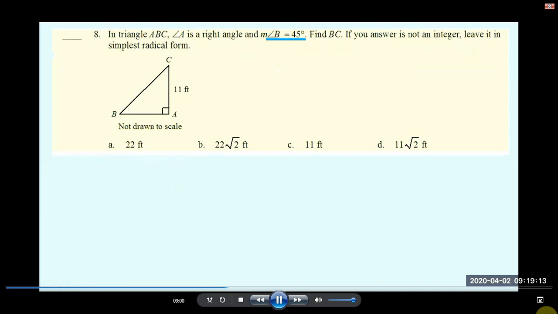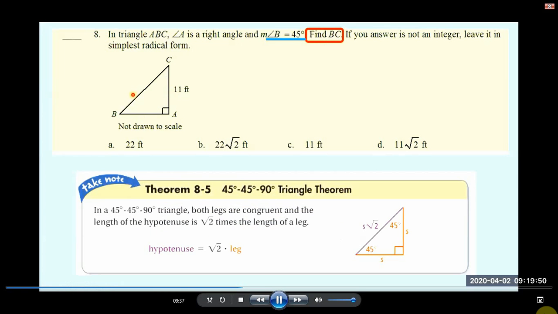We have a right triangle and we have angle B 45. Then angle C is 45, right? Yes. He said find BC, the hypotenuse. This side is 11, and this side is what? 11 root 2. Okay. This rule, okay?